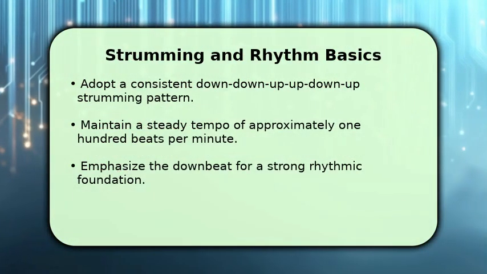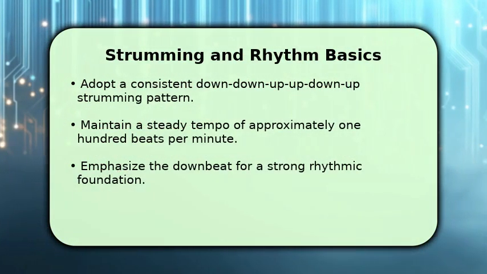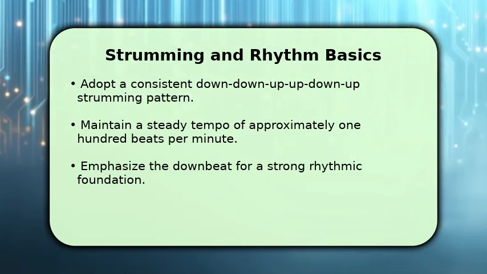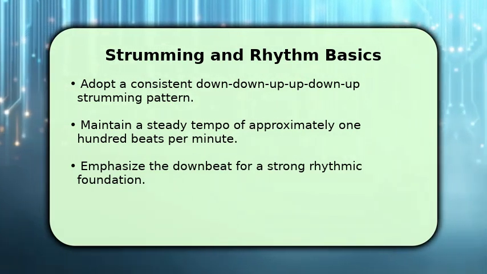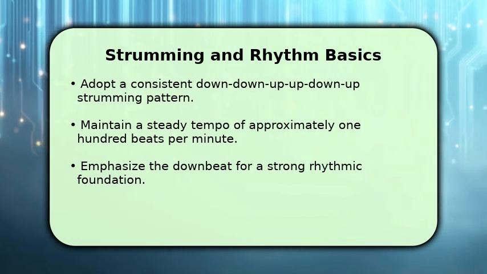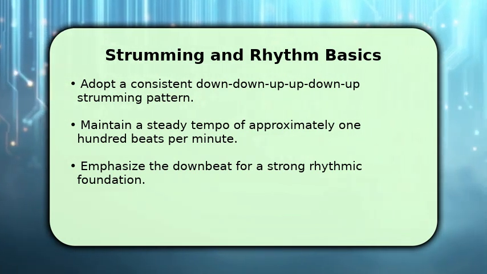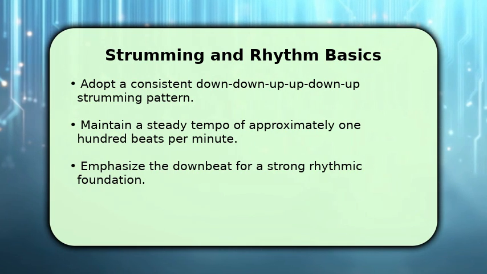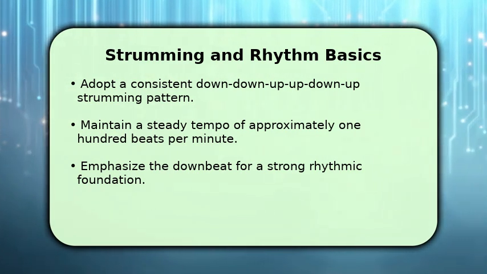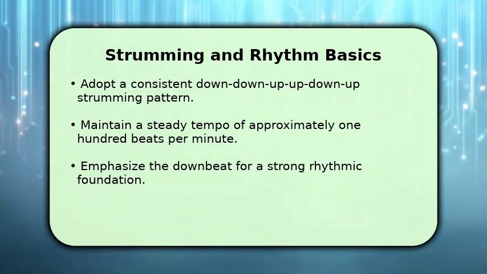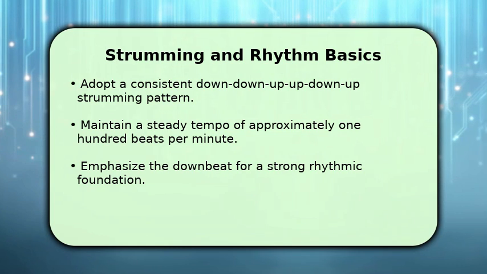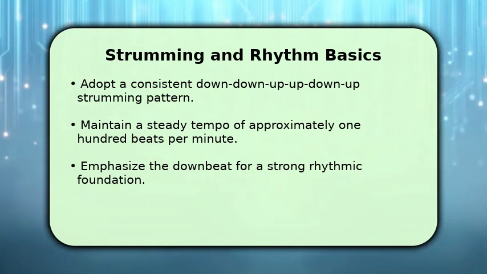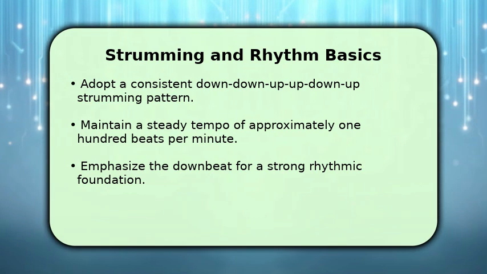To truly capture the feel of Bad Dreams, mastering the strumming pattern is key. A common and effective pattern is down, down, up, up, down, up. Try to maintain a steady tempo, aiming for around 100 beats per minute. Emphasize the first downstroke of each measure to give the song its characteristic drive and rhythmic pulse. This consistency will make your playing sound authentic.